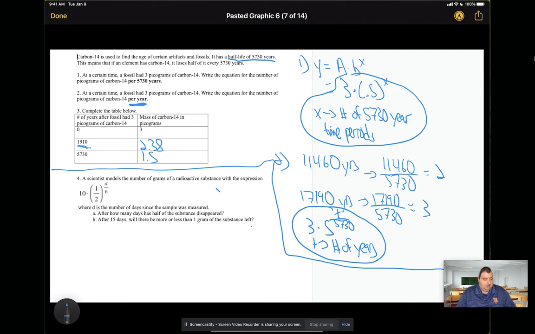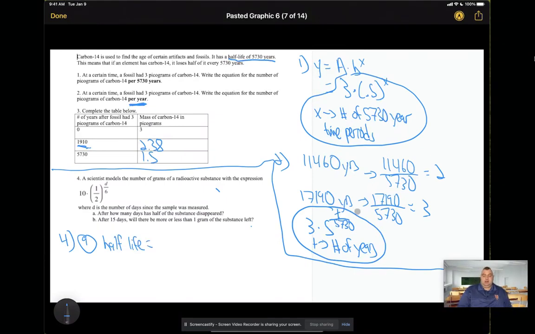Number 4, it's a different situation. I'm going to do this one down here. A scientist models the number of grams of a radioactive substance with the expression 10 times a half to the power of d over 6, where d is the number of days since the sample was measured. A. After how many days has half of the substance disappeared? So in other words, what's the half-life?